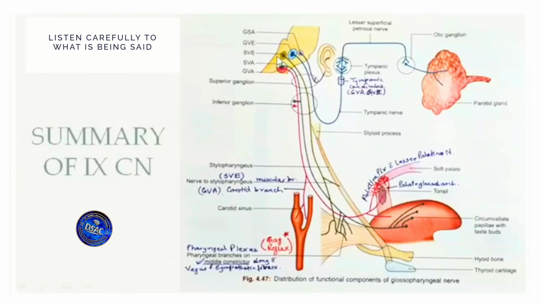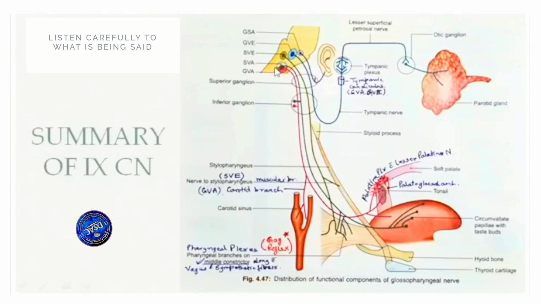Then look here about the motor fibers, branchial efferent, special visceral efferent fibers, and this will be from nucleus ambiguus. From there, these fibers, without being relayed, because they're already lower motor neurons, will descend down to supply the stylopharyngeus muscle. Then, of course, it also participates in the pharyngeal plexus. This pharyngeal plexus is located on the middle constrictor, and it is formed along with vagus and sympathetic fibers on the outer surface of the pharynx, laterally.